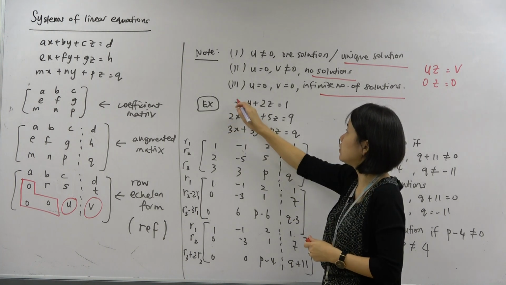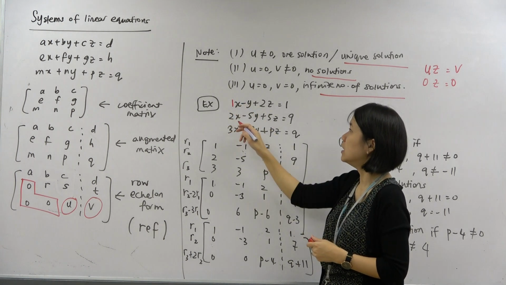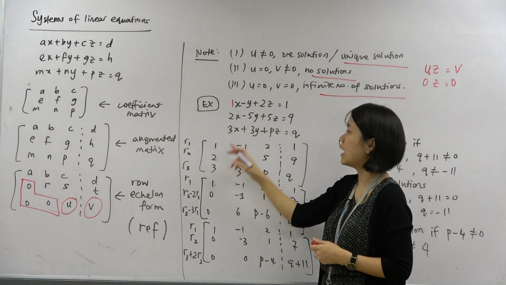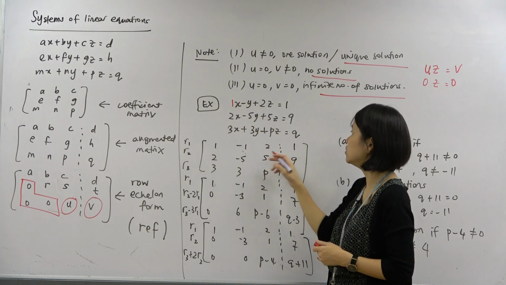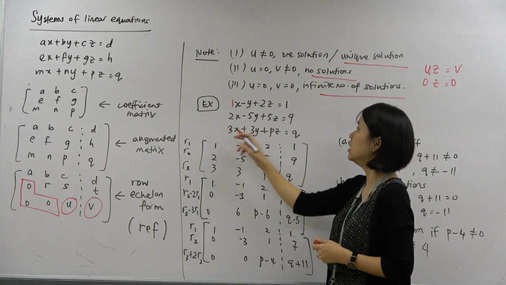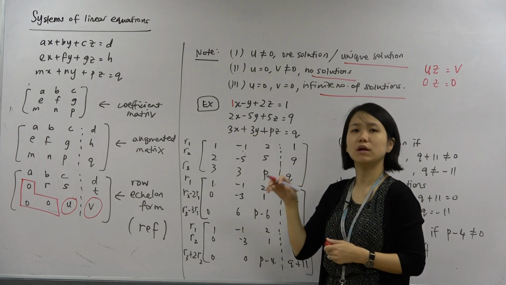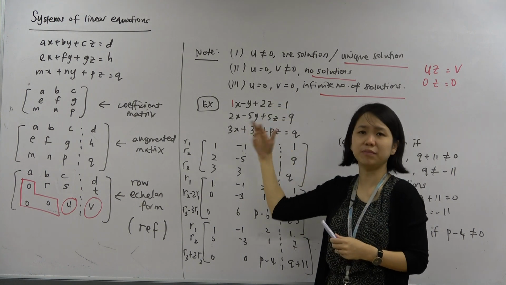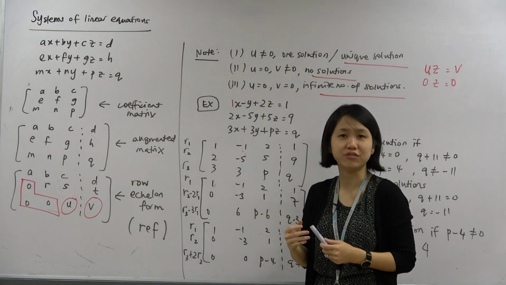So when you look at it, this x has a coefficient of 1, this x has a coefficient of 2, and that x has a coefficient of 3, and hence I have put 1, negative 1, 2, and 1 as the first row, 2, negative 5, 5, and 9 as the second row, 3, 3, p, and q as the third row. But do bear in mind that these equations might not be in this sequence all the time. You can actually rearrange it.